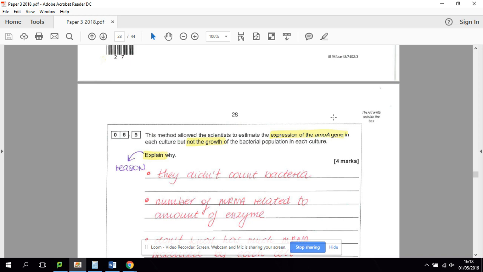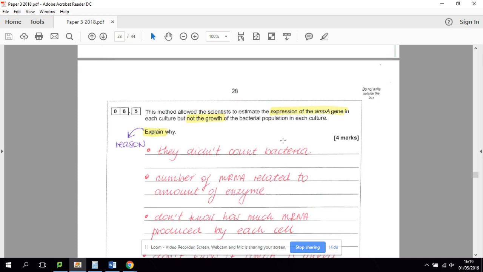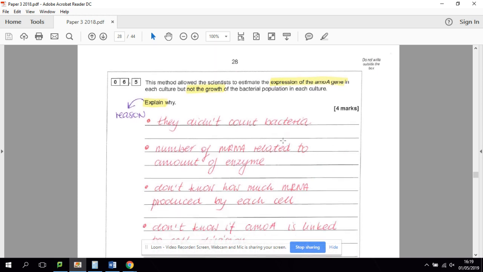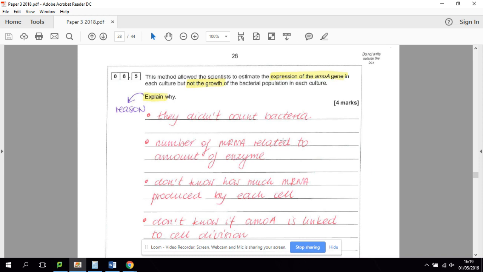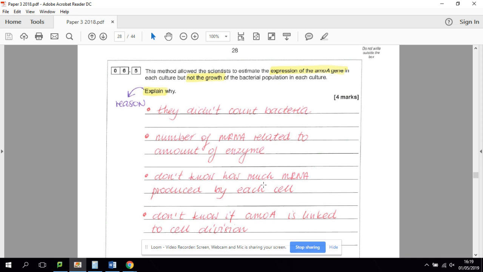So this method allowed the scientists to estimate the expression of the gene in each culture, but not the growth, and give the reason why. Why would you not be able to look at the growth? Because they didn't actually count how many bacteria were present. We've got no information. And the amount of mRNA is related to the amount of the enzyme only, okay? And we don't know how much mRNA is produced by each of the cells. We also don't know if this gene is linked to cell division, so we cannot estimate the growth based on that gene because it might not be its function.